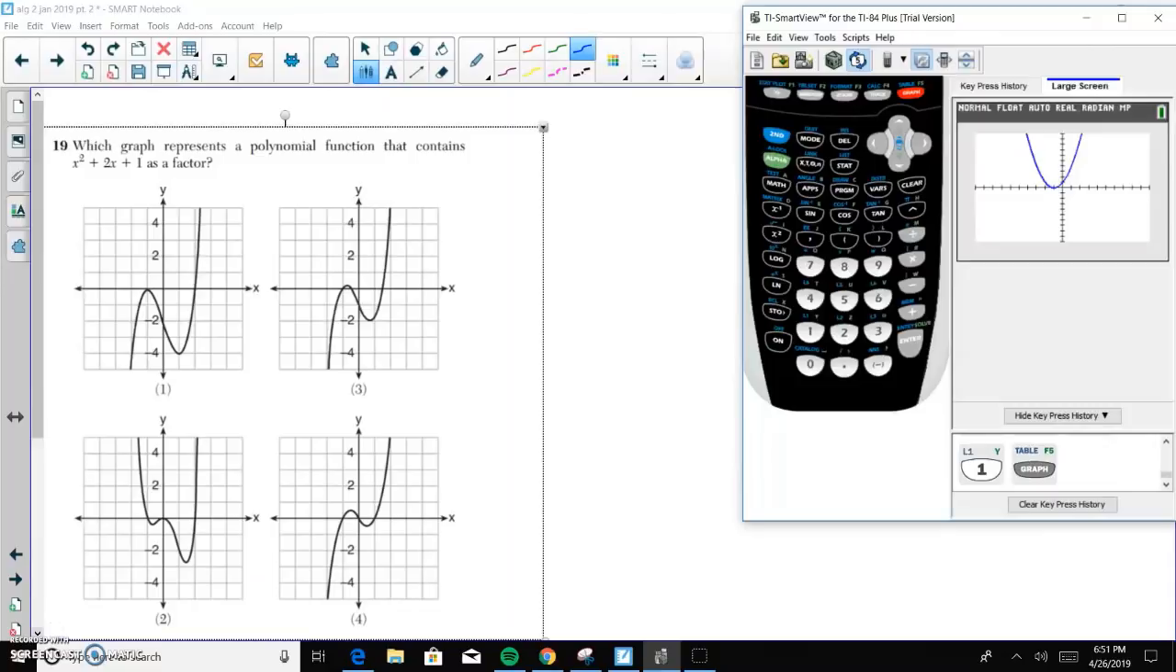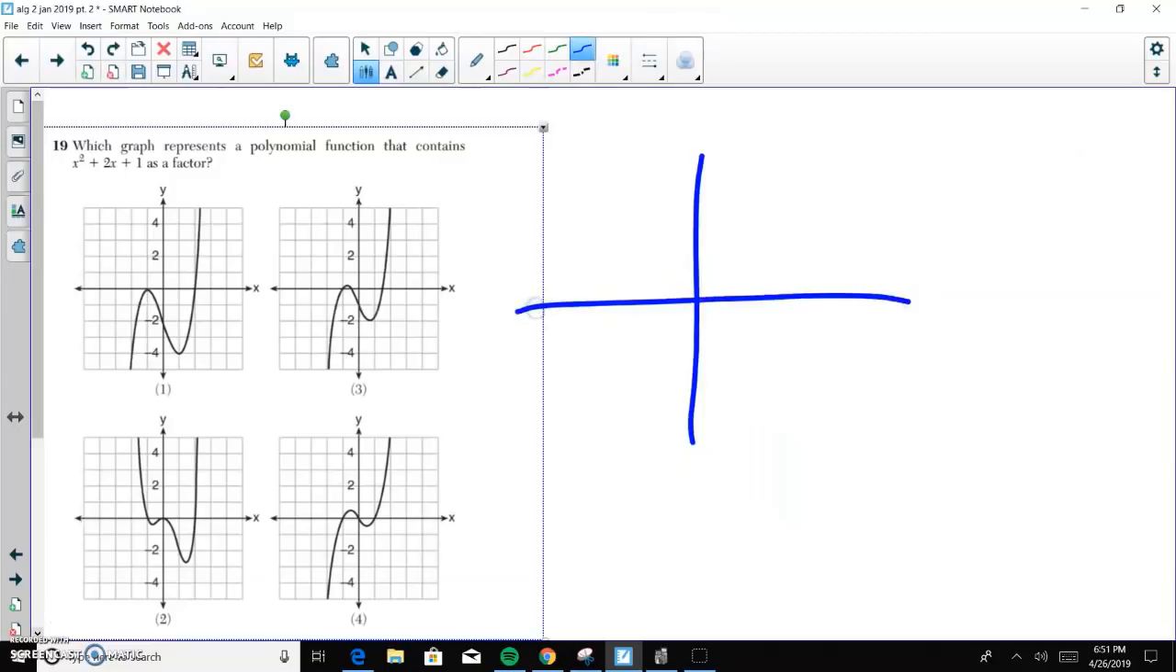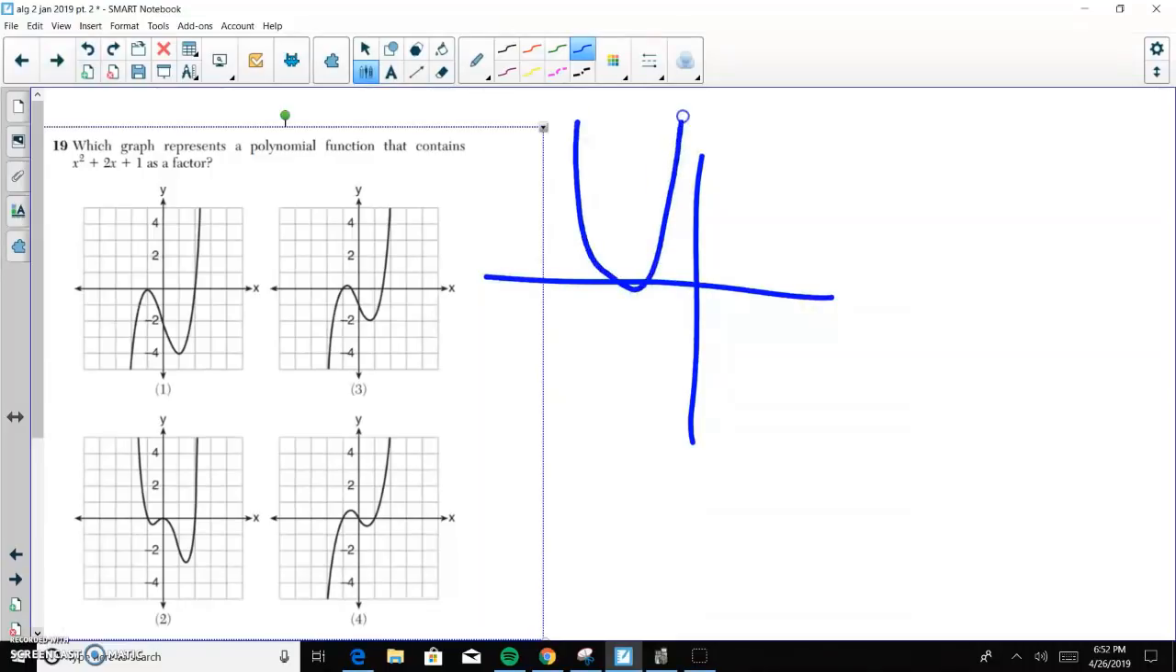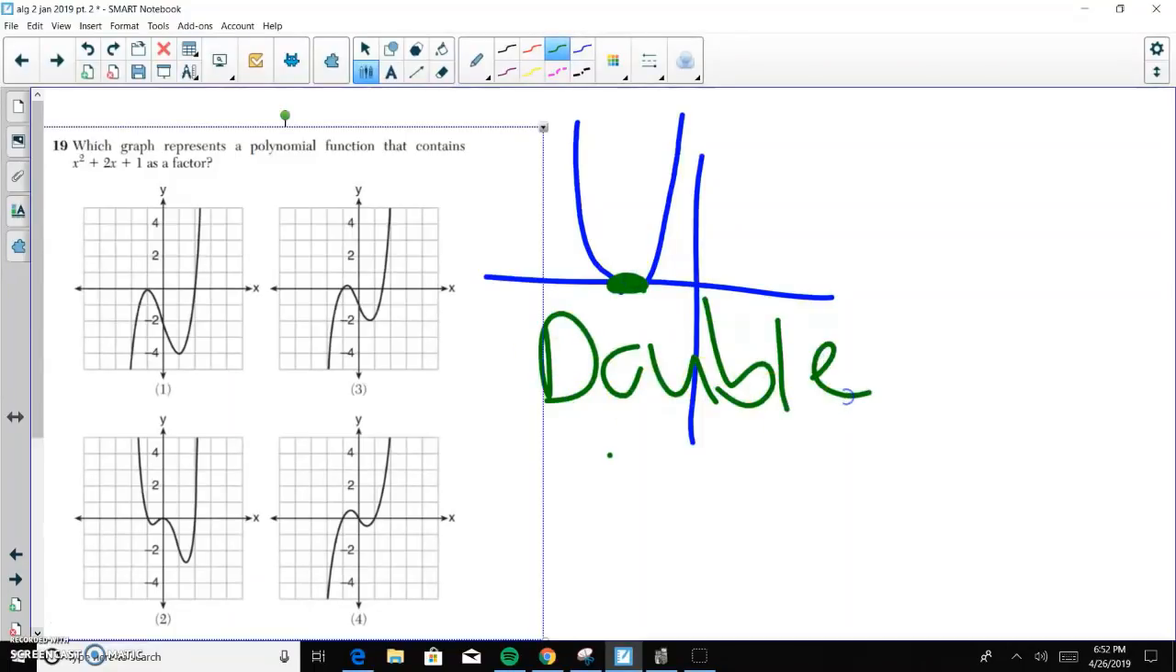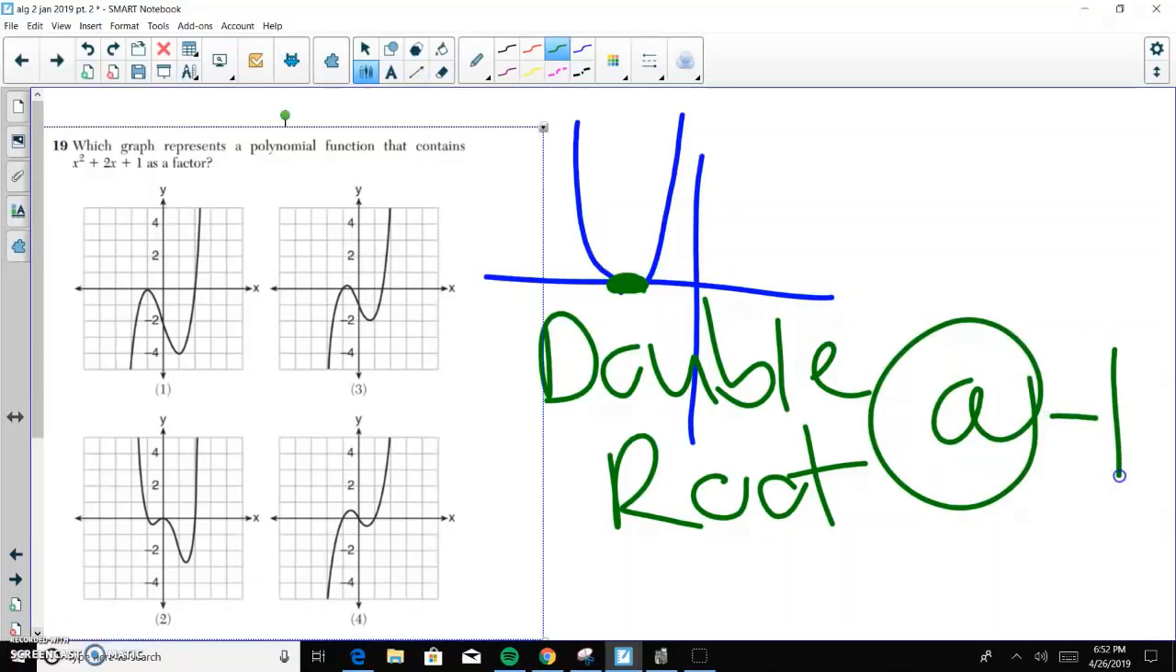How do we know that? Because when the function touches the x-axis like this, we know it's a double root when it's barely touching the x-axis. So there's a double root at negative 1. So we see that choice 1 is going to be the correct answer.